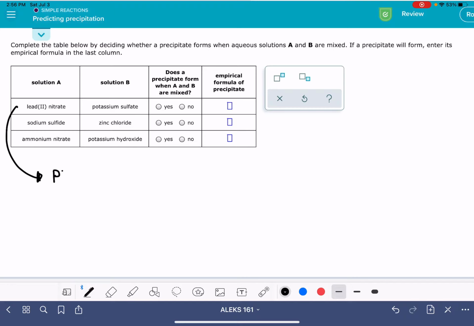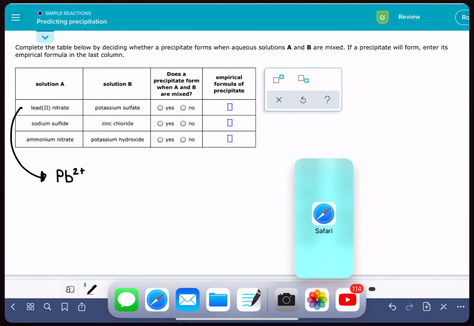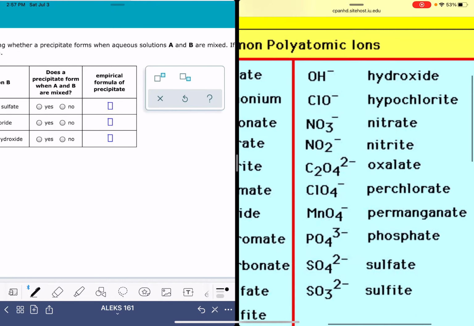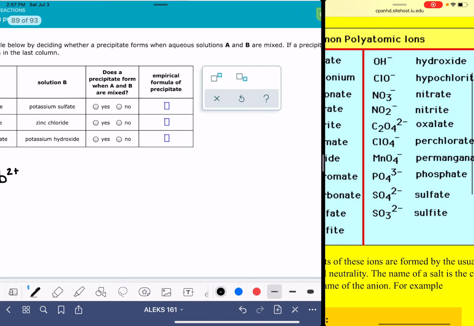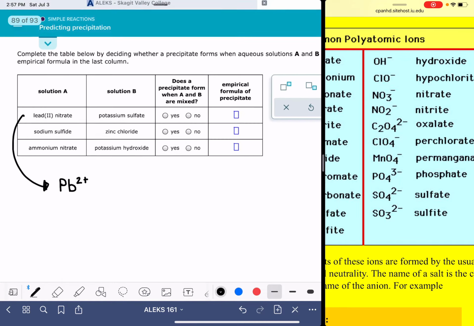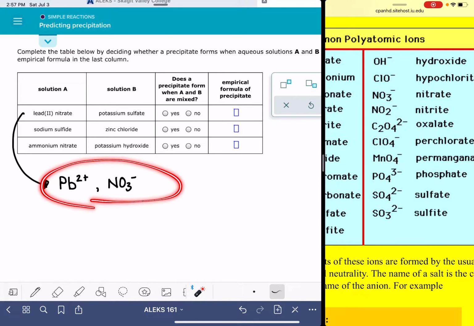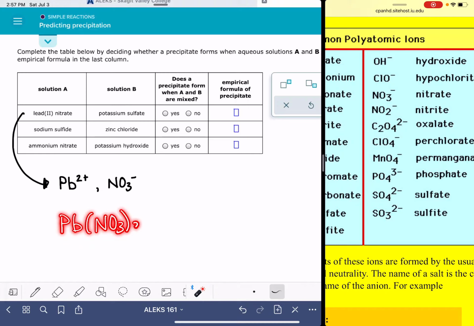So the lead 2 nitrate contains the Pb2+ cation and the nitrate anion. If you're not familiar with your polyatomics, it's going to be important for you to go look them up and see what they are. Nitrate is NO3-. I'm just going to separate them with a comma. Again, it's not important that I write the full molecular formula of lead 2 nitrate. I just need to come up with a list of the cation and the anion for both of these.